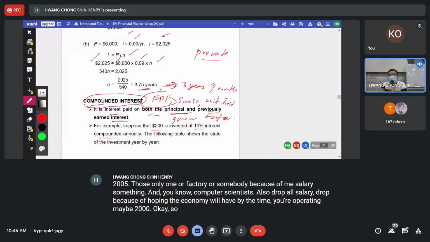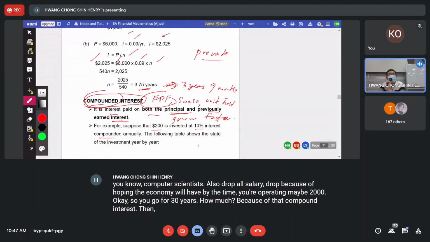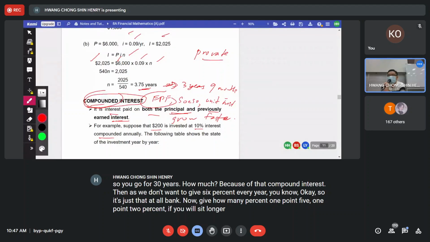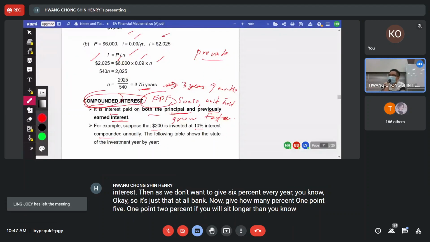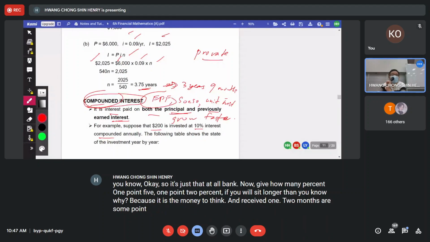Okay, so you work for 30 years, you know your EPF how much? Because of what? Compound interest. Government gives 6% every year, you know how much? Don't find out, calculate yourself. 6%, a lot. Bank now gives how many percent? 1.5, 1.8, 2%. If you save longer, the bank gives you higher. Why? Because they use the money to save. Okay? But if you want to save 1-2 months, 1.5% compared to EPF 6.1%.